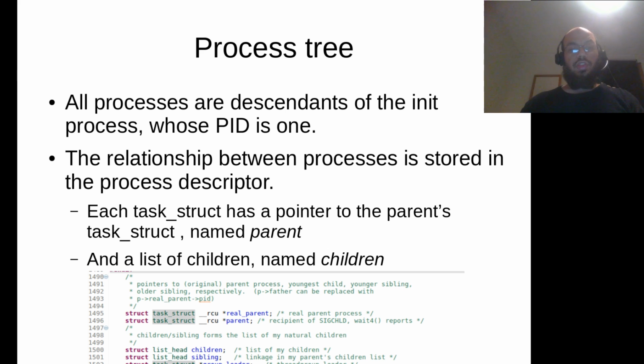So this is the code from the task struct that shows you where the parent is and where the children and siblings are, which are the processes that share the same parent.